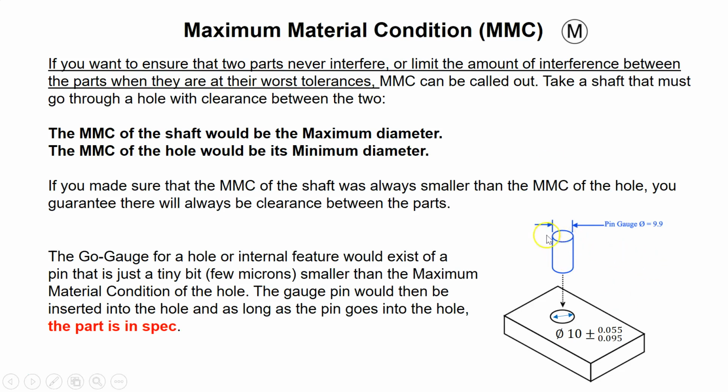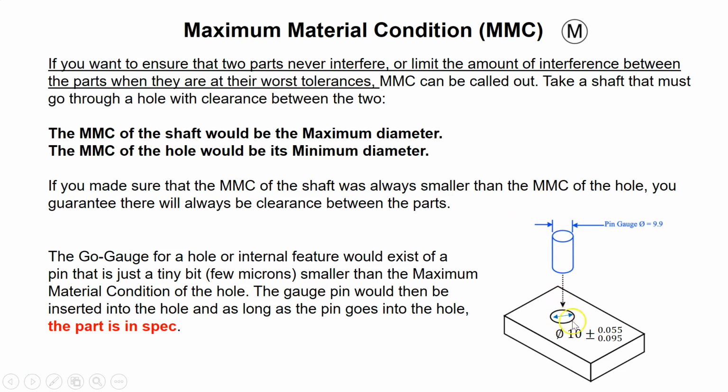So if the part is like a shaft, then the maximum material is going to be when it is made to the maximum size of it. If it has some upper limit and lower limit, of course, when it is made to the upper limit, that is its maximum material condition.